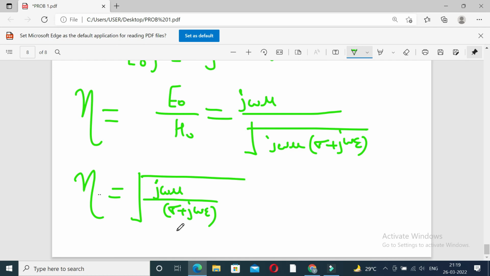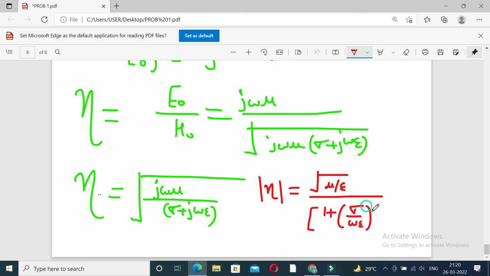So what is the value of the magnitude of eta? So it will be equal to the angle of eta.